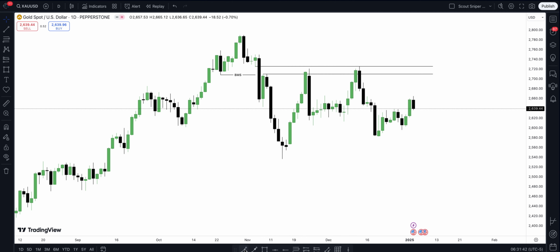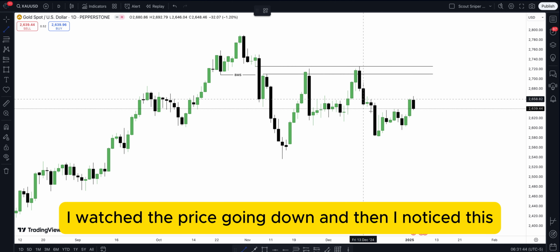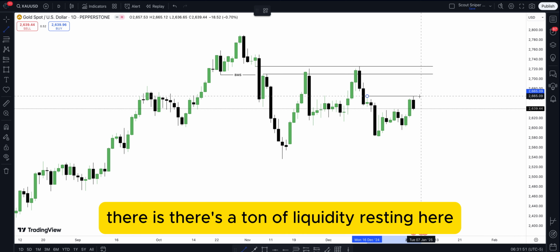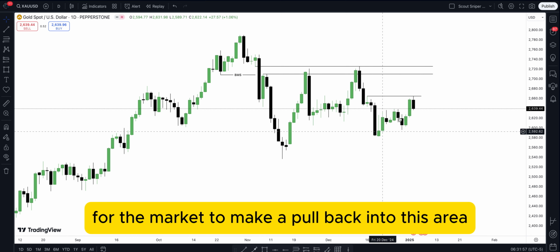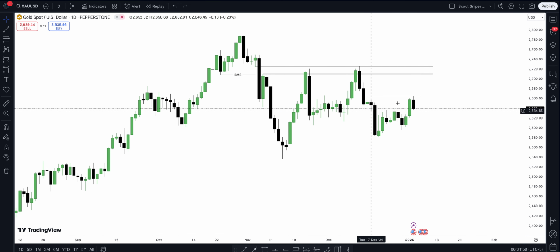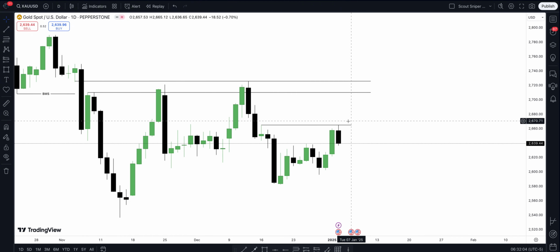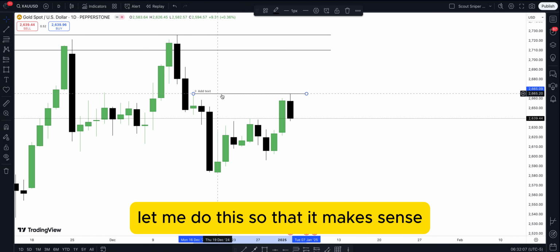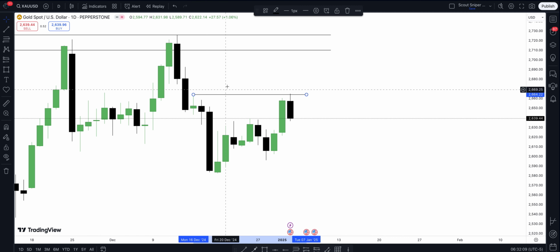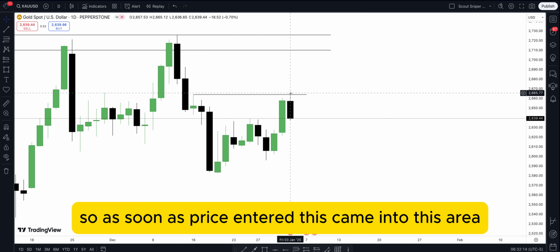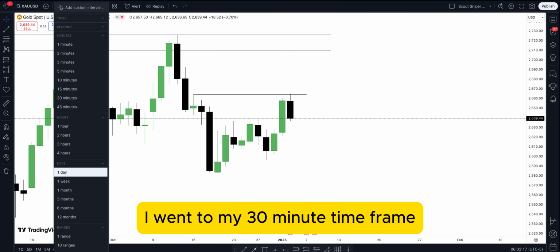So what I did, I watched the price going down, and then I noticed this weak high here, there's a ton of liquidity resting here. So I waited for the market to make a pullback into this area. When price came back into this area, I went to my lower time frame. Now you can see that the market wicked. As soon as price came into this area, I went to my 30-minute time frame.